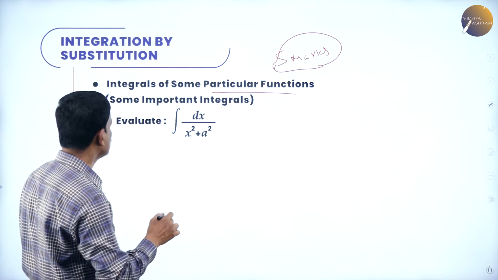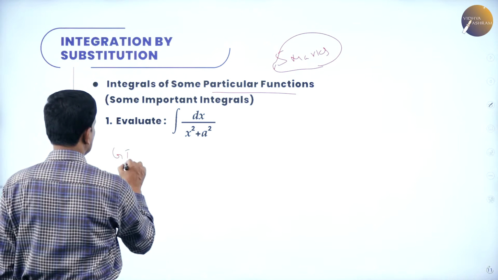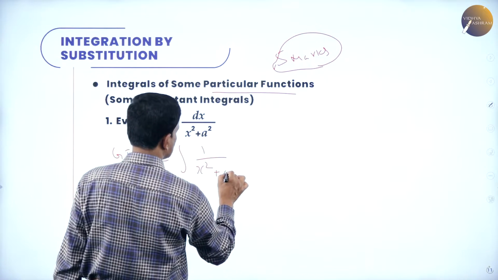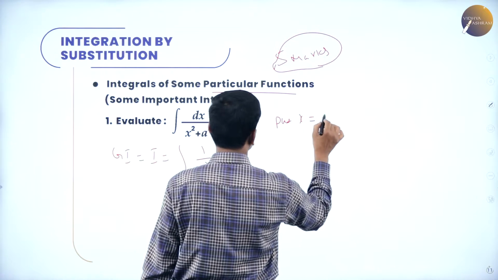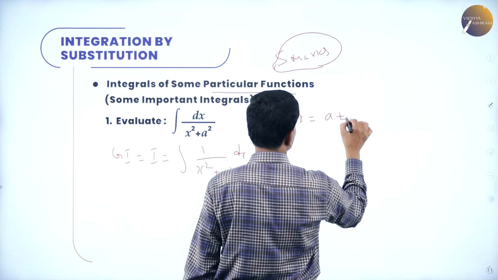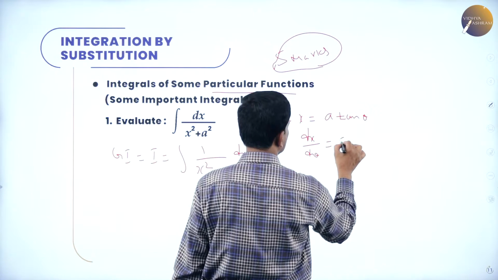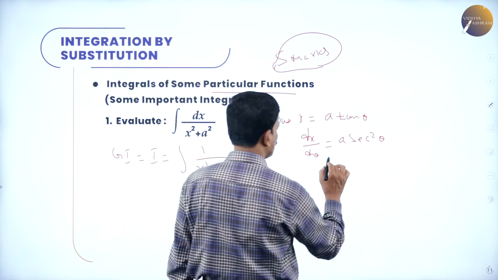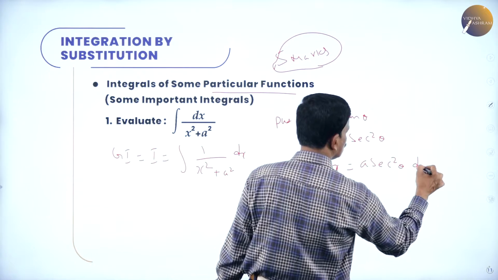Now, evaluate the integral of 1 over x square plus a square. So, the given integral can be written as I is equal to the integral of 1 over x square plus a square dx. Now, let us take the substitution. Put x is equal to a tan theta. Now, differentiate it. dx by d theta is equal to a into the differentiation of tan theta, which is secant square theta, or dx is equal to a secant square theta d theta.